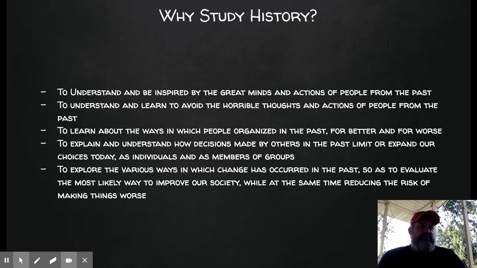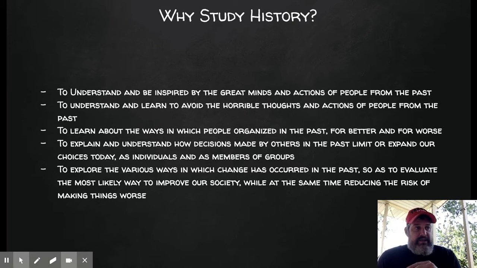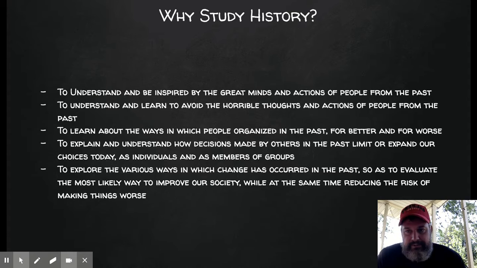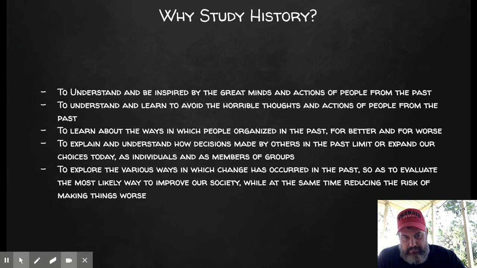To learn about ways in which people organized themselves in the past, for better and for worse. So check this out. The Norse and Celts in Iceland developed a sophisticated system of justice built around clearly understood rights and duties. They really didn't have any need for a big government to enforce it. People knew what the consequences were, and they followed those. So there was no need for a big police force or anything like that.